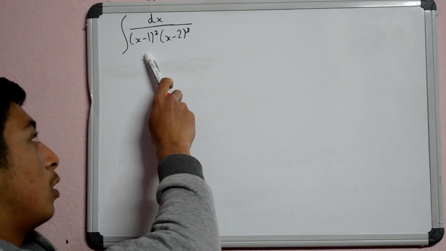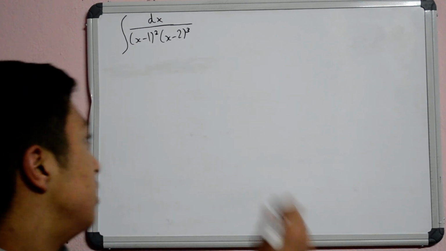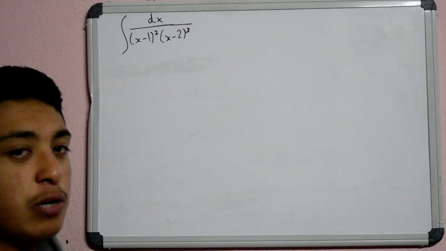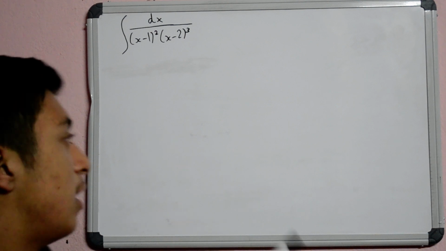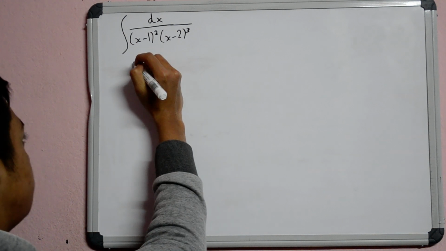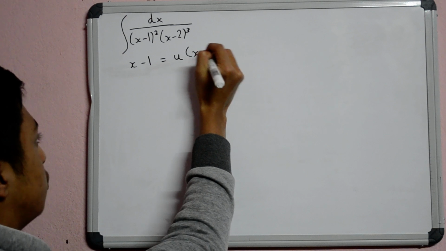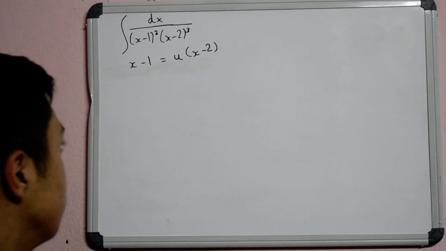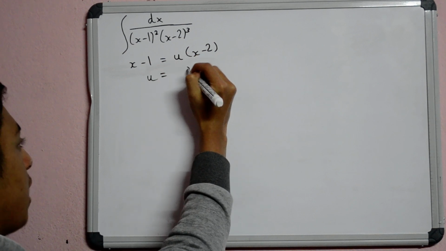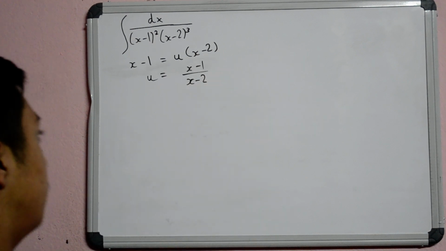We see (x minus 1) whole square and (x minus 2) whole cube. Now, it would be nice if this x minus 1 was somehow turned into x minus 2, because then we would simply have (x minus 2) to the power 5. So all we do is substitute (x minus 1) as u times (x minus 2). So u is equal to (x minus 1) by (x minus 2), and now we'll find du.